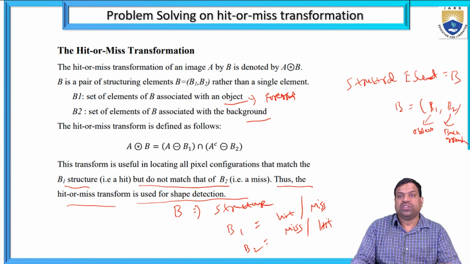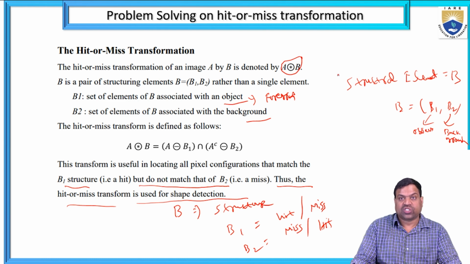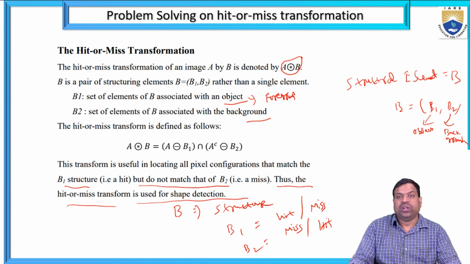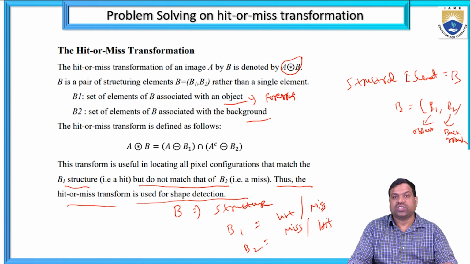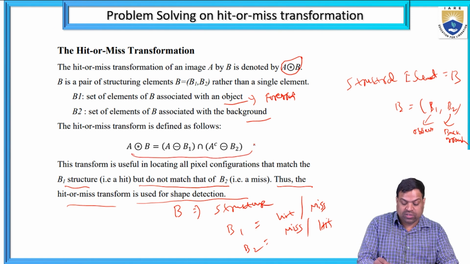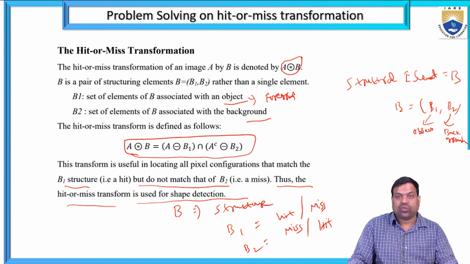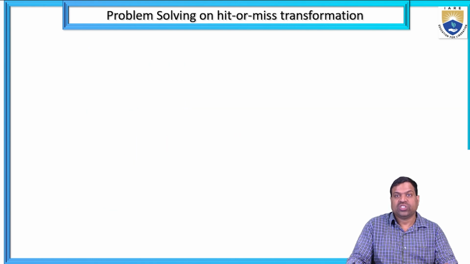So the hit or miss transformation of the image A by B, denoted by A ⊛ B, where B is a pair of structuring elements, B equal to B1 and B2, rather than a single element. B1 is the set of elements of B associated with the object, and B2 is the set of elements of B associated with the background. The hit or miss transform is defined as follows. This transform is useful in locating all the pixel configurations that match the B1 structure, that is a hit, but do not match B2, that means a miss.